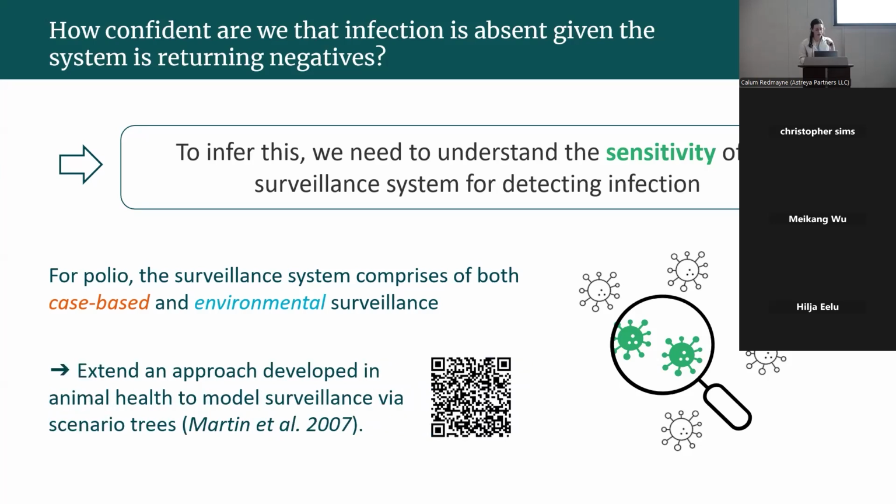And to do that, we've extended an approach which was actually developed out of veterinary applications, so applications of inferring confidence that a herd of animals is free from infection prior to transportation or trade. So we use this approach which models the sensitivity of the surveillance system via scenario trees. And from this, we can quantify the accumulating evidence of freedom from infection, or the accumulating negative predictive value of the surveillance system on a national level, given the variable strength of surveillance across districts and over points in time.